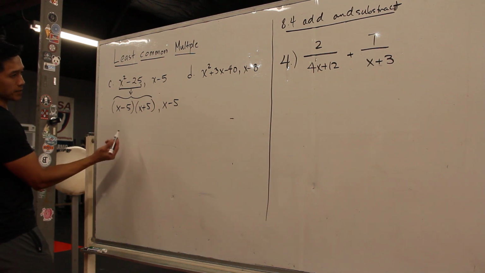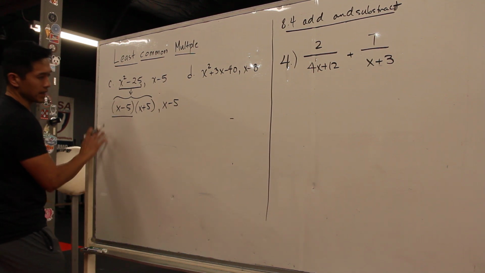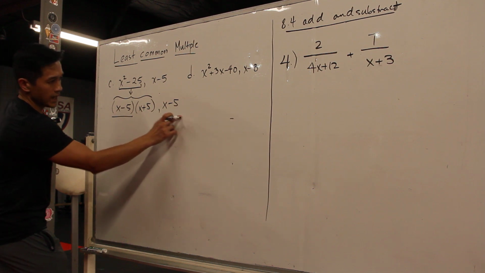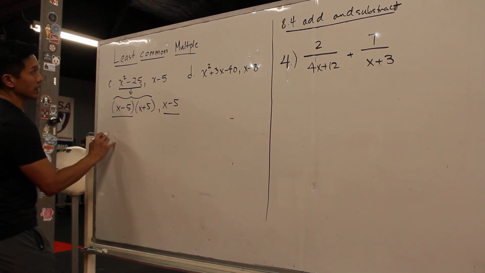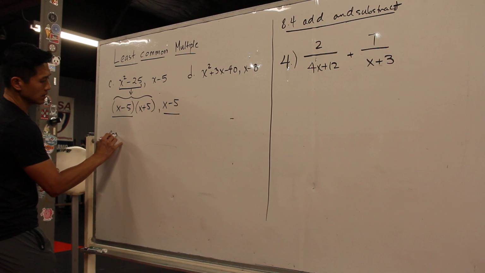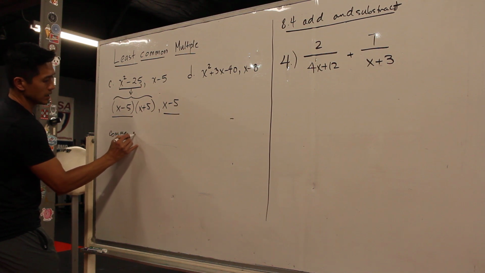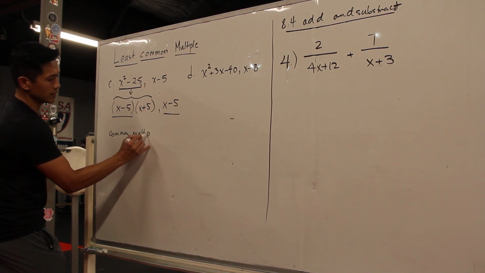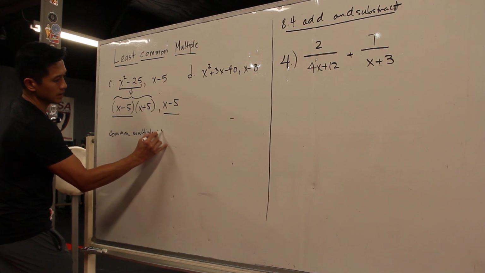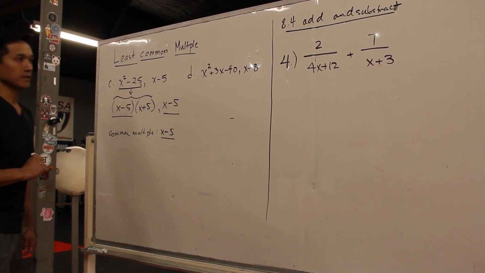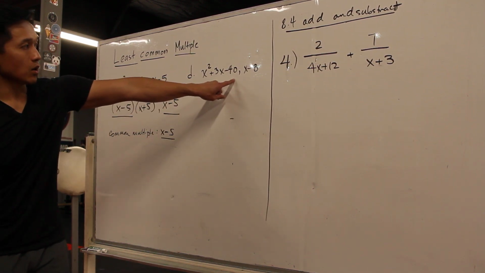So do you see what is my common multiple? I have x minus 5 here, comma, x minus 5 again. So my common multiple is x minus 5. Alright? So I'm going to do the exact same thing over here.